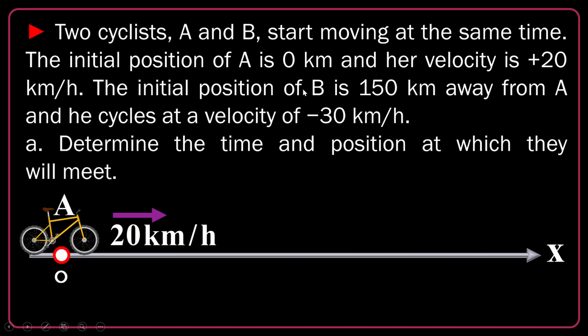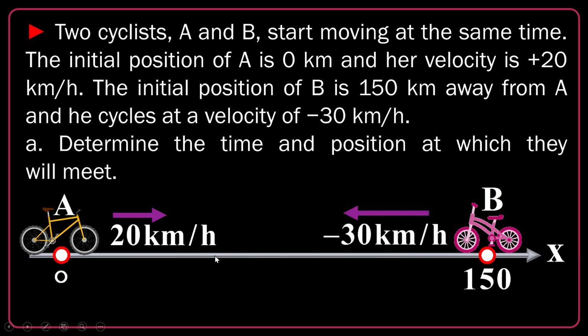The initial position of B is 150 kilometers away from A, and he cycles at a velocity of negative 30. So B starts from 150 and goes to the left. They will meet. Determine the time and position at which they will meet. Suppose that they meet here. What happens at that point?